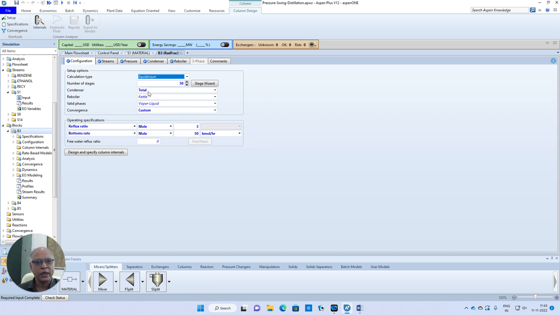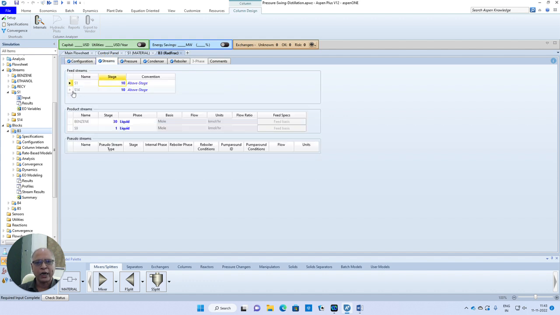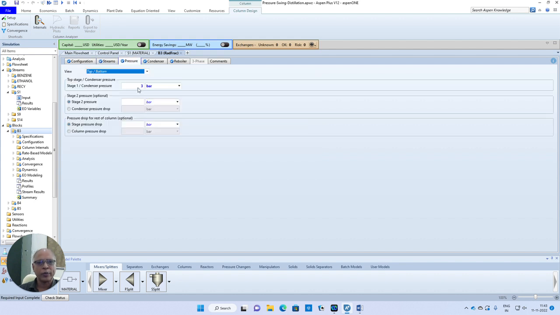The number of stages is given to be 30. We are using a total condenser. The reflux ratio has been specified as 3. The bottoms rate, because we are trying to take out the product benzene from the bottom, is 50 kilomoles per hour, since 50 kilomoles of benzene are entering, so 50 kilomoles are going to be withdrawn. The feed stream is given to be on stage 10, and the recycle also enters along with the feed stream on the same stage. As you know, the first column is going to operate at 3 bar. Of course, I have neglected the pressure drop. We are assuming constant pressure.